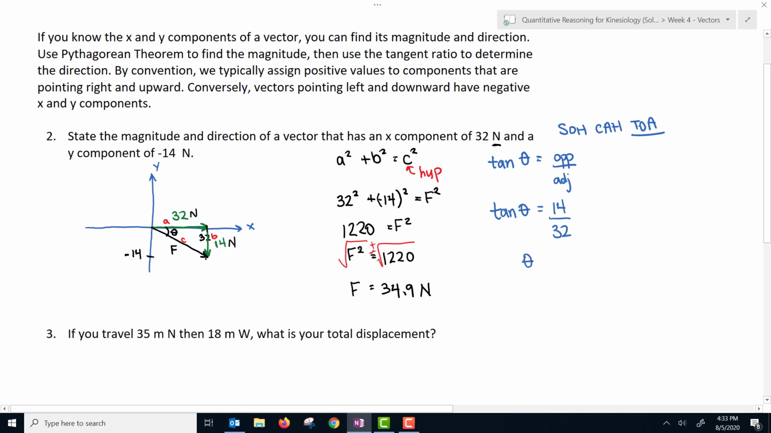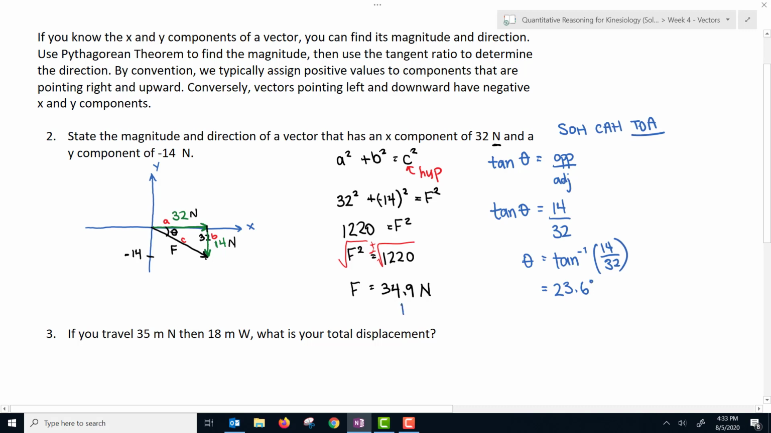Now when I want to solve for theta, I want to bring the tan to the other side, and to do that, I write tan inverse of 14 over 32. I'm going to type this onto my calculator. I have tan inverse of 14 over 32, and I get 23.62. The 2 is smaller than 5, so I'm not going to round it up. I'm just going to write 23.6 instead of 23.7. And that's an angle in degrees.